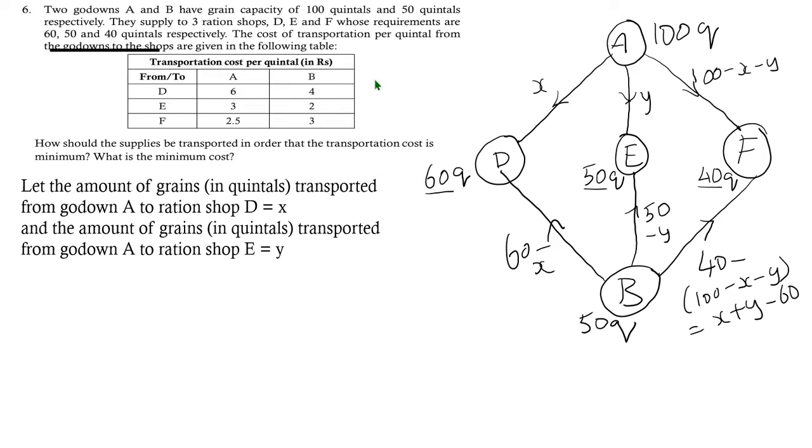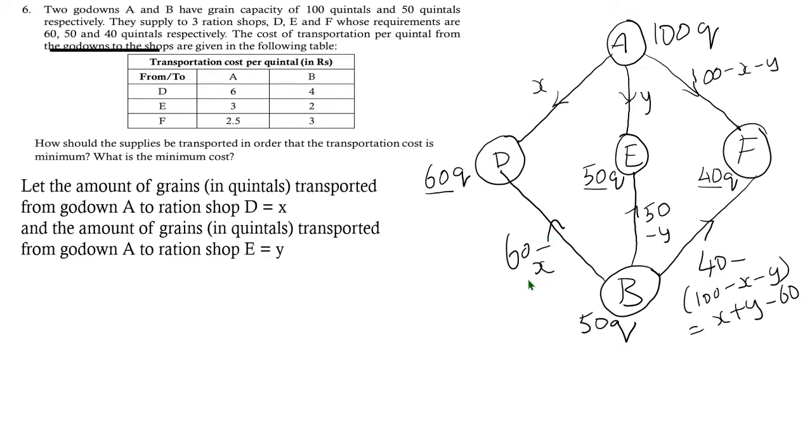So we have drawn this diagram and we have reduced this entire transportation problem into this form. So we have assumed the amount of grains transported from A to D as X, from A to E as Y. So the total capacity of A is 100 quintals. So 100 minus X minus Y will be transported to F. Now we have taken the next godown B. Now we are seeing the requirements for D, E and F. D is having a requirement of 60 quintals. It will get X quintals from A.